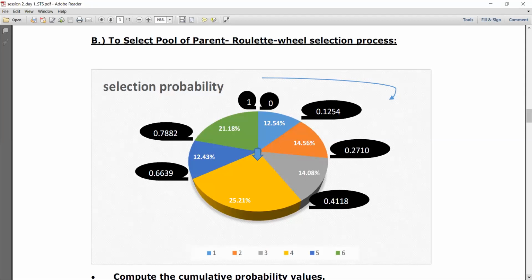That is why I asked you to make that table's last column C of I. So for C of I, you are going to cumulate all that. The first one has got 12.54%, and the second one has got 14.56%. Am I right? You add 12.54 plus 14.56, then you will get 27.10. So between 0.1254 and 0.2710, the second chromosome is just fitted. This is how the rest of the chromosomes are all shared in the complete Roulette wheel, which covers 100%.